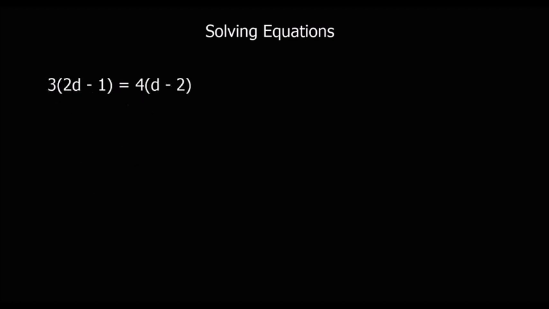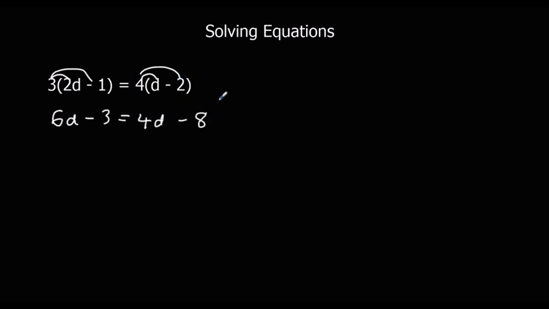Okay, in this example we've got brackets, so we have to expand brackets firstly, and then once we've expanded them we're going to follow the same steps as before. So to expand brackets, we multiply the term on the outside by both the terms inside. So times them out and times them out. So 3 times 2d, that's 6d. 3 times negative 1, negative 3. 4 times d, 4d. And 4 times negative 2 is negative 8.